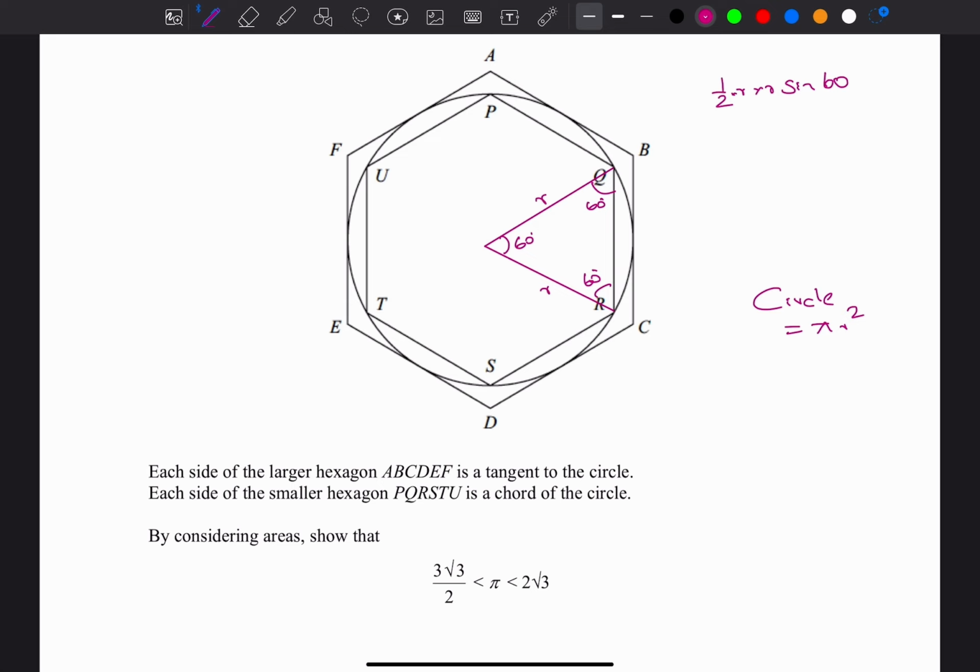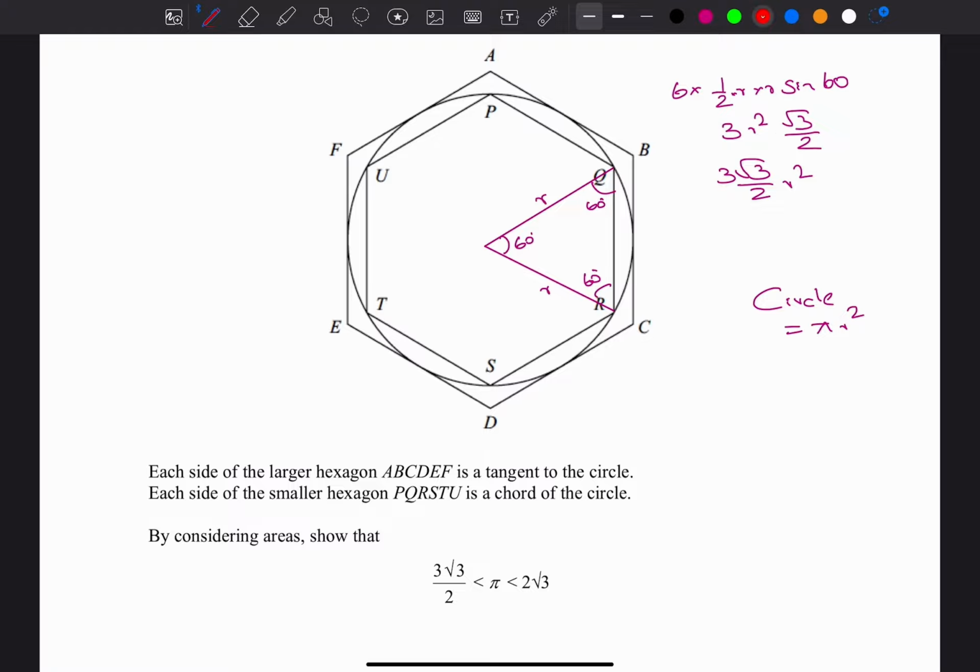But how many of these triangles are there going to be? There are going to be 6 of them if you cut it. So times it by 6. Type in a calculator: 6 times a half, r and r is r squared, sine 60. My calculator doesn't want to cooperate. It's fine, 6 times a half is 3 r squared. Sine 60 is root 3 over 2, so it's basically 3 root 3 over 2 r squared. That's the inside one.